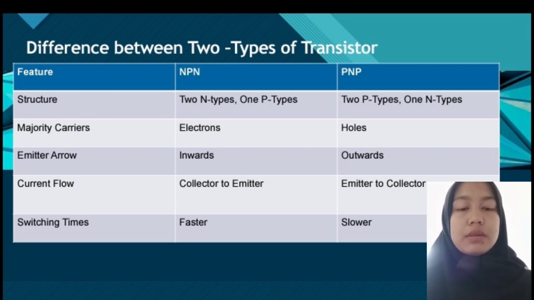The emitter arrow for the PNP is inward and for NPN is outward. The current flow for PNP is emitter to collector and for NPN is collector to emitter. The last one is switching time. PNP has the slower time and NPN has the faster time. So I pass this slide to my friend.